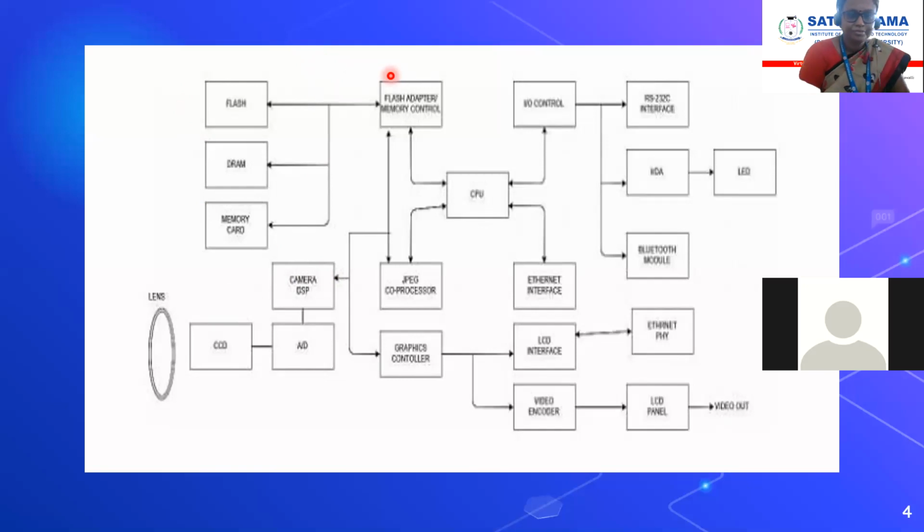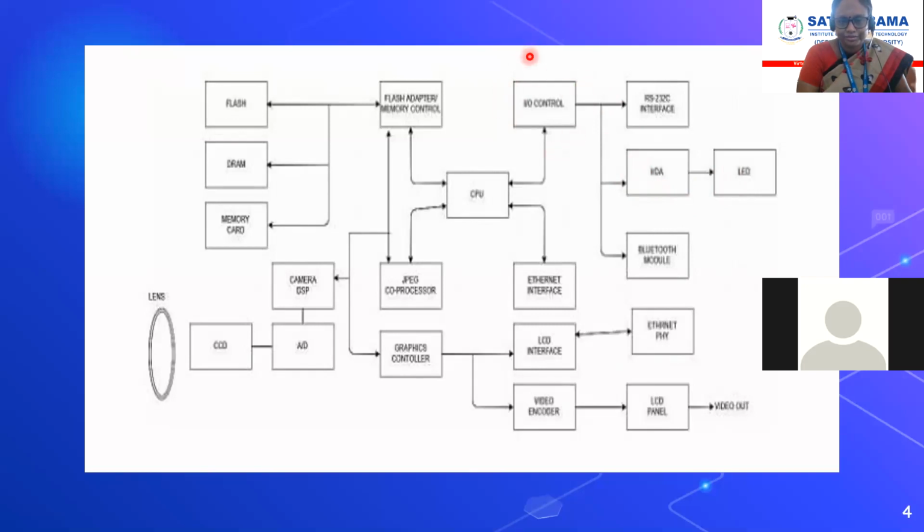Store the information processed by the JPEG coprocessor. The JPEG coprocessor is mainly meant to compress and decompress the image into JPG format. Then graphics control, which is used to make the video. The right side of the CPU is used for communication. Either you want to see the photo on the LED or LCD panel at the time of the snapshot. Once you take a snapshot, on the display you will see whether it is the expected quality or not; if not, take it again. For that purpose we have input output control.